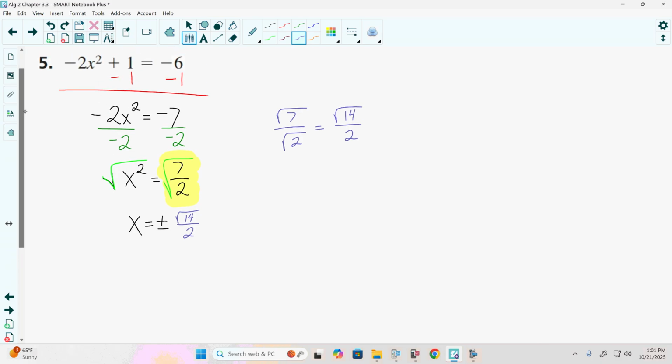is the variable by itself. So we don't have to finish solving for the variable because it is already by itself, telling us that the solution for this one here is x equals plus or minus square root of 14 over 2. Questions on this here?